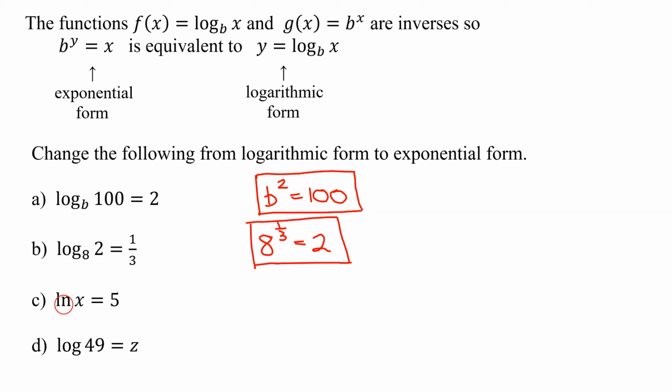The next one, the natural log of x equals 5. There's no base written here, but remember, what does this mean? This means log to the base e of x equals 5. So e is the base of the natural log, so e is going to be the base of my exponent. e raised to the 5 equals x.